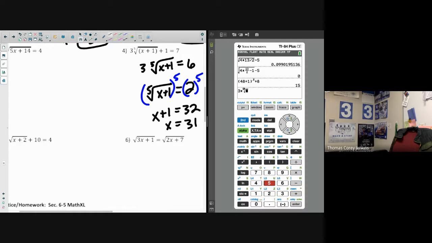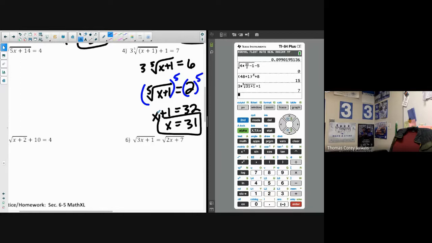Okay. Under the radical, I have x plus 1. We think x is equal to 31, so let's go 31 plus 1. Arrow out, add 1 outside, and we want to see that that's 7. It is. So at that point, we know our answer is, in fact, correct.